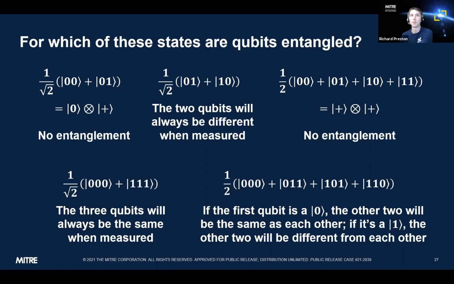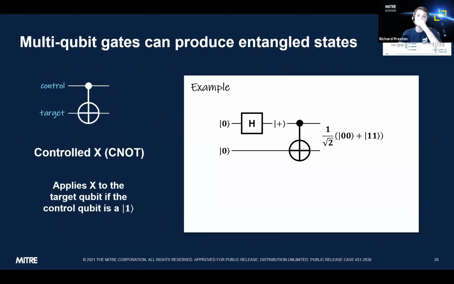So the reason why I'm talking about entanglement and multi-qubit gates is that multi-qubit gates can produce entangled states. Here we have a multi-qubit gate called the controlled X, or CNOT. The way you can think about it is it applies X to the target qubit if the control qubit is a 1. So this is the magic sauce that we were looking for earlier: if this guy is a 1, flip the other guy. But it does it without measurement, right?